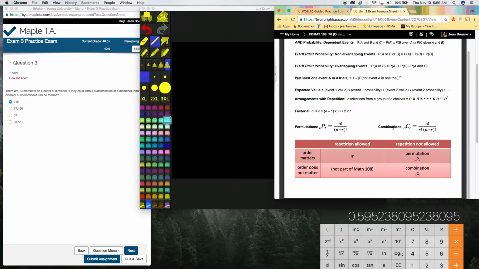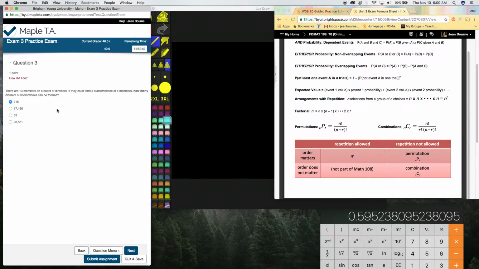Now we're going to come down to this cool chart. When you're picking a group or selecting things from a group, there are 2 factors that are important. You have to find out if you can repeat the thing and if order matters. In this case, we have 13 members on a board of directors. We cannot repeat, because you can't pick the same person twice. A person can't be 2 people at once. So repetition is not allowed.